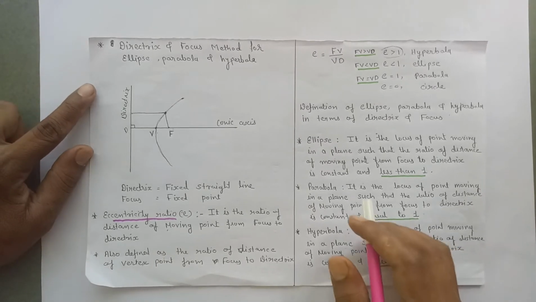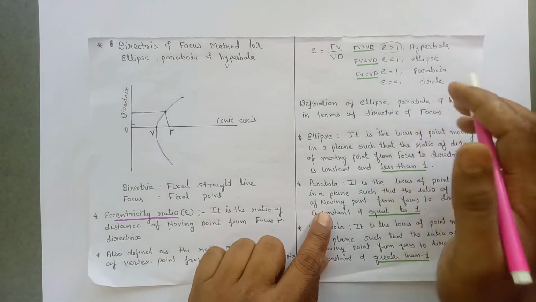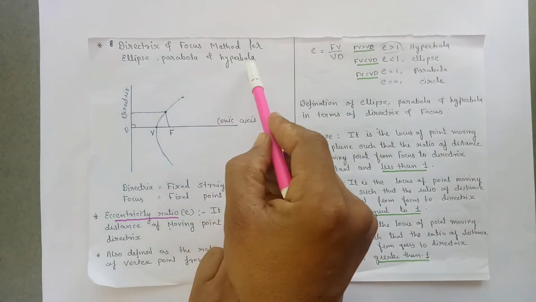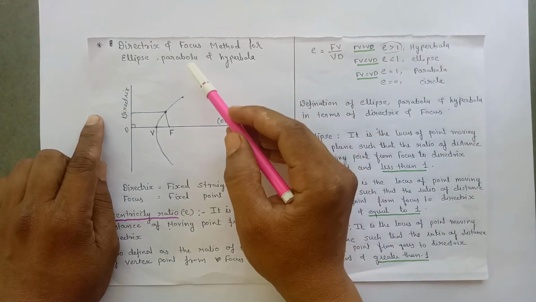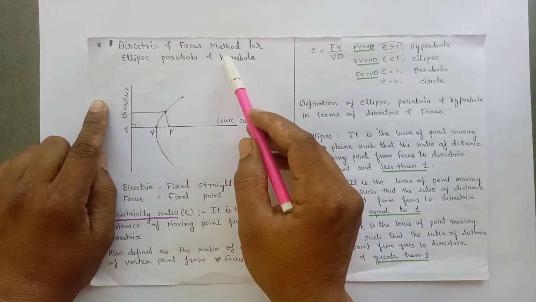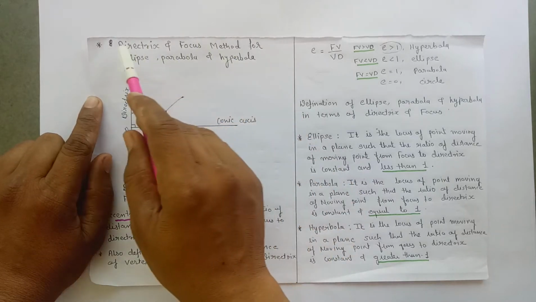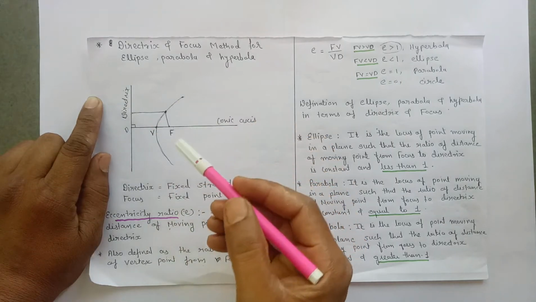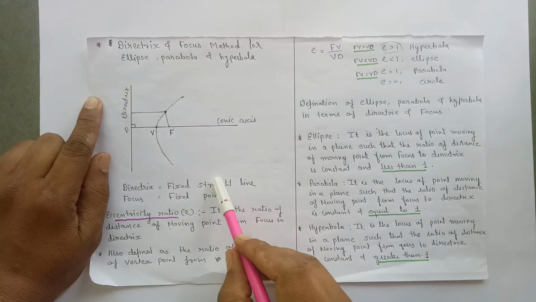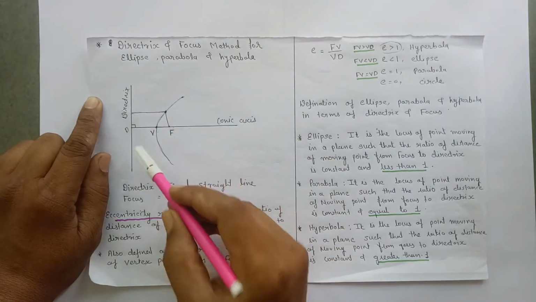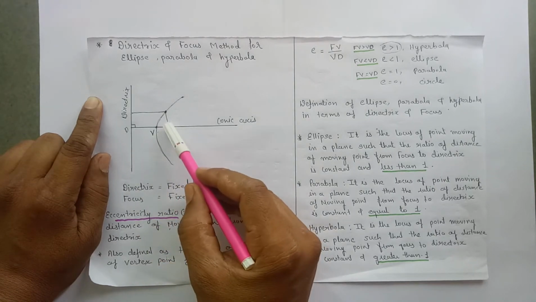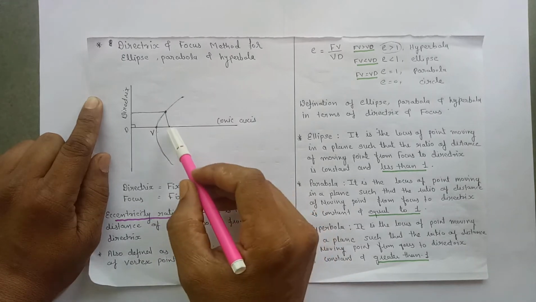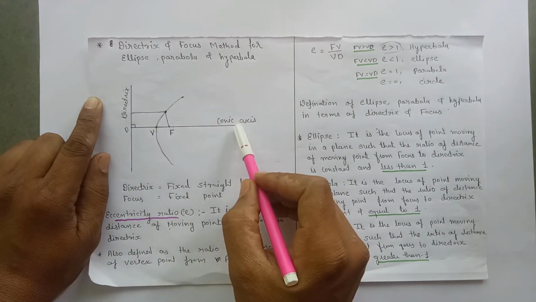Hello students, today we are going to start the Directrix and focus method for ellipse, parabola and hyperbola. Before starting drawing of this ellipse, parabola, hyperbola with Directrix and focus method, let us discuss about Directrix and focus. So what is Directrix? Directrix is the fixed straight line. So here is the Directrix and focus is a fixed point. F is a focus and it is a fixed point. Focus will be on the conic axis.